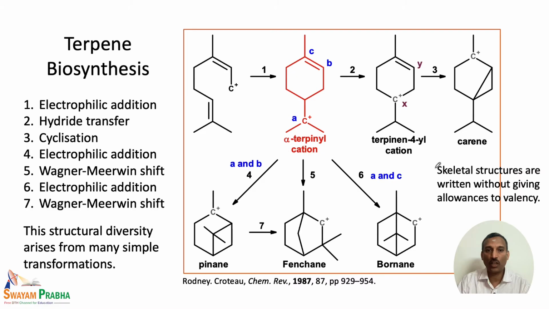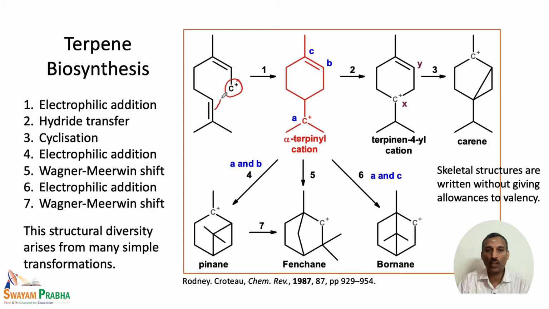As I mentioned here, I am going to just talk about the skeletal structures without giving allowances to the valency. So, that is the reason you have to just look at the skeletal changes, what is happening. So, we have various types of reaction. The first one is basically the electrophilic addition reaction. That means we have a carbocation, and we have a double bond here.